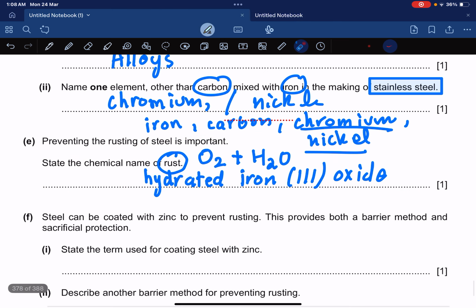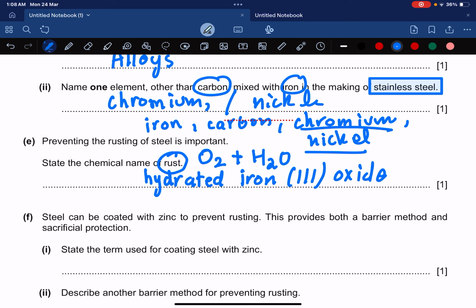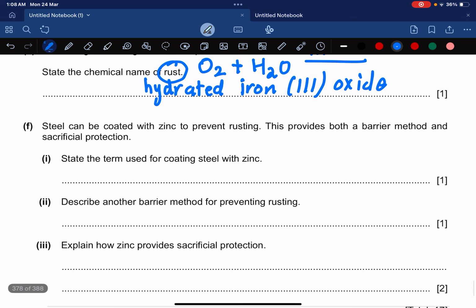If you don't write hydrated, you're not going to get the mark, because water is being added to it. Rust is basically formed because of water and oxygen being added to this iron. So that's going to be hydrated iron 3 oxide.